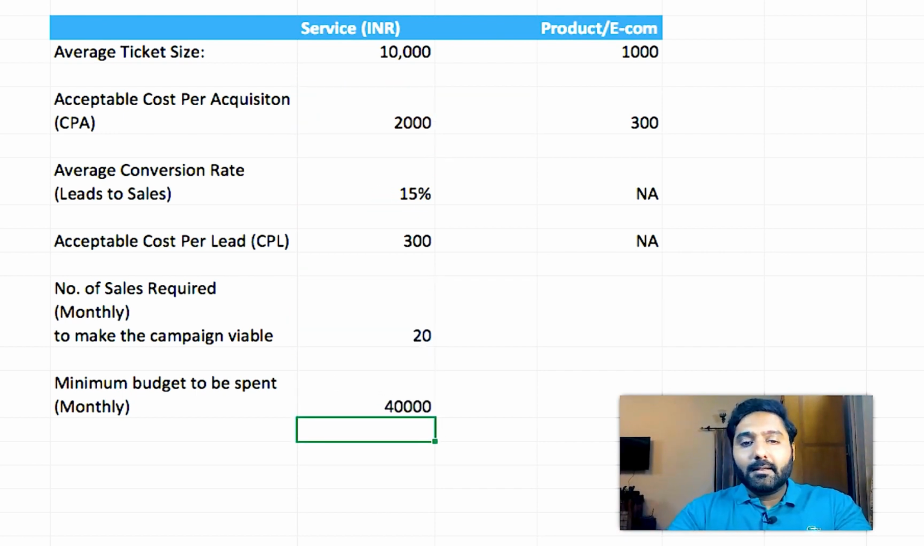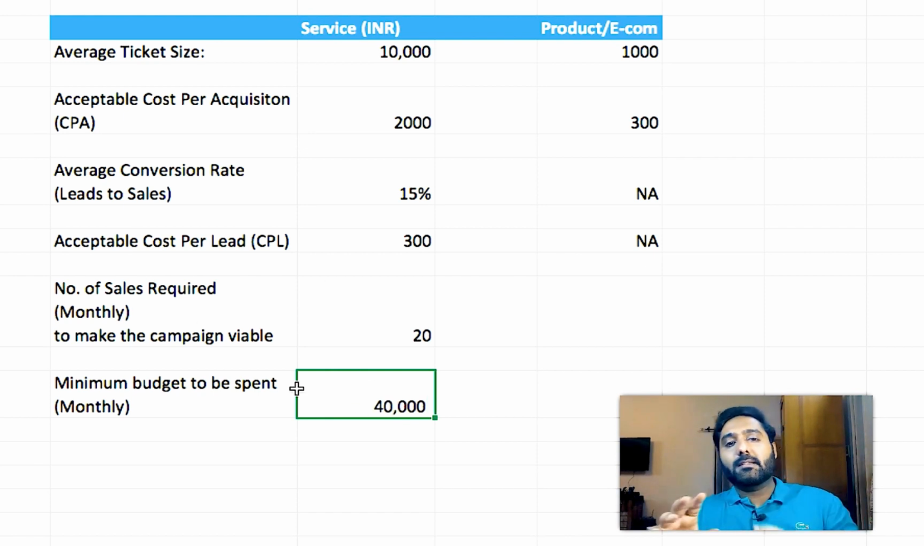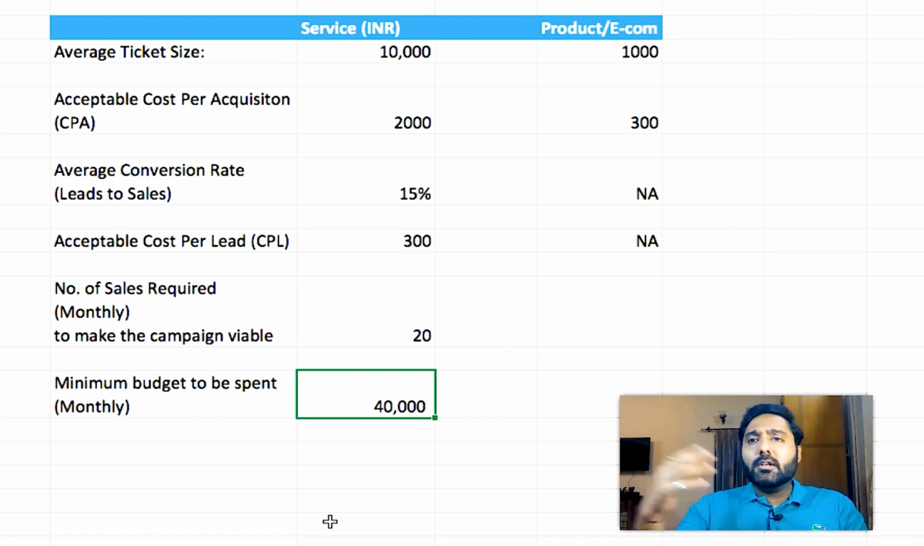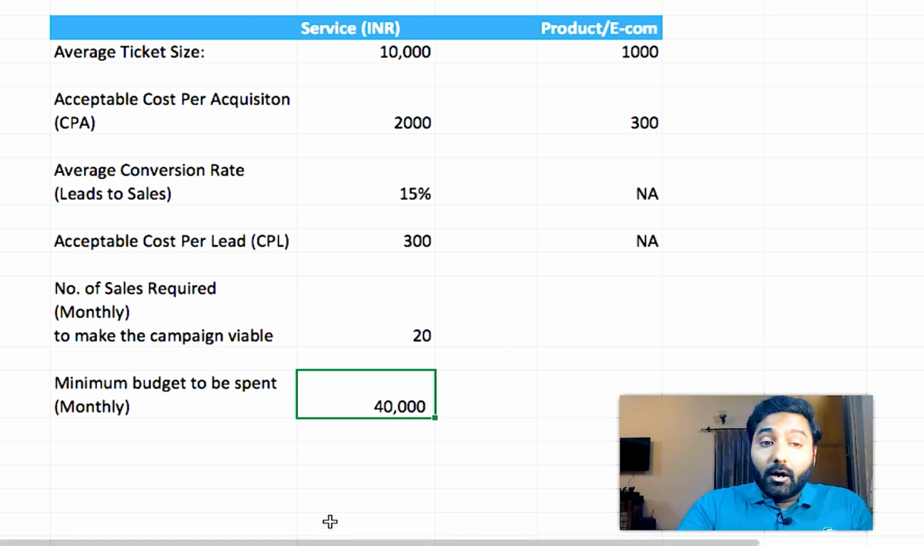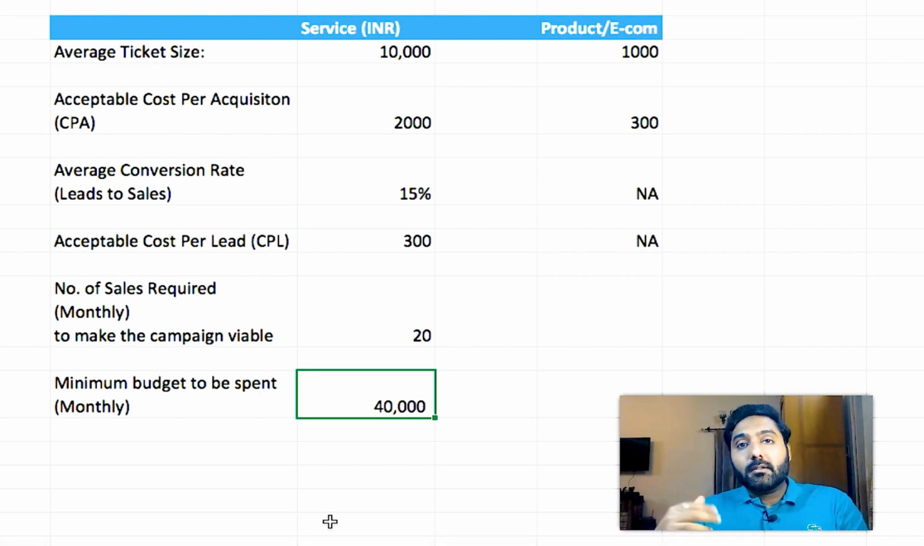And this is the amount of money that we need to spend on a monthly level based on this calculation if we want a profitable business and if we are new, we've never done ads before. Now, again, this is the minimum budget that can be recommended to be spent based on the business objectives.